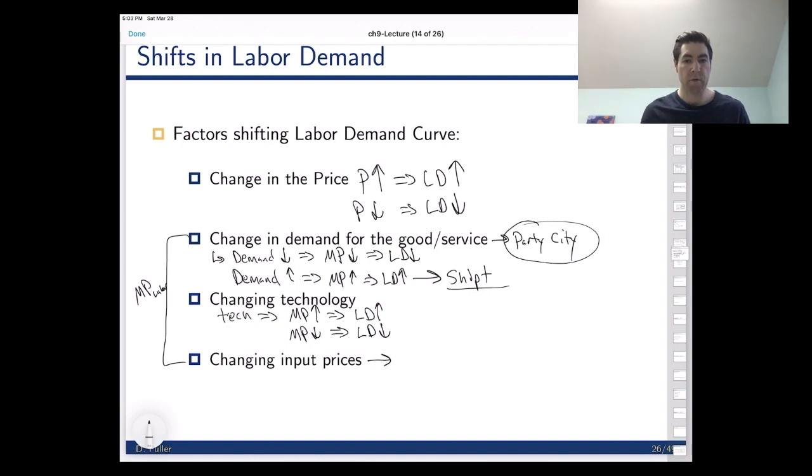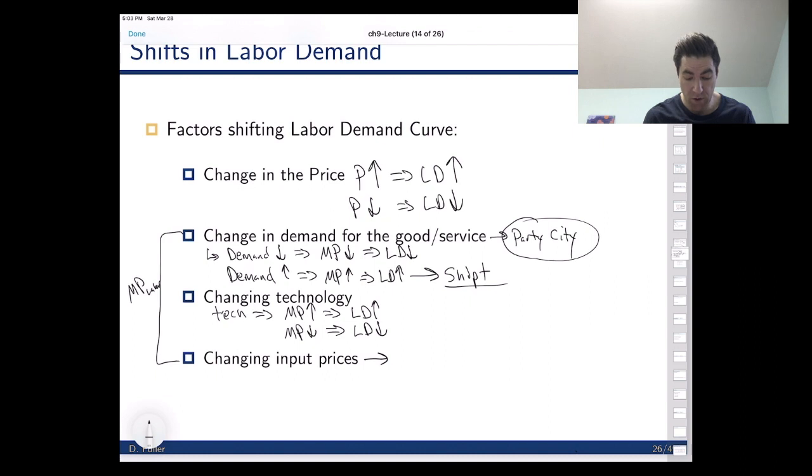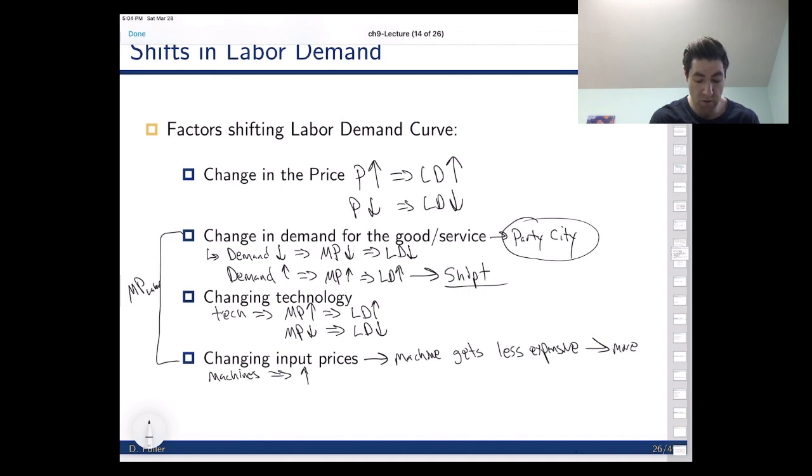So let's go back to our car wash example. Think about changing input prices. So if the car wash machine gets less expensive, generally speaking, I can buy more of those, which is going to increase how productive each worker is. So if I have more car wash machines, the marginal product of each worker is going to increase, and that's going to increase labor demand.